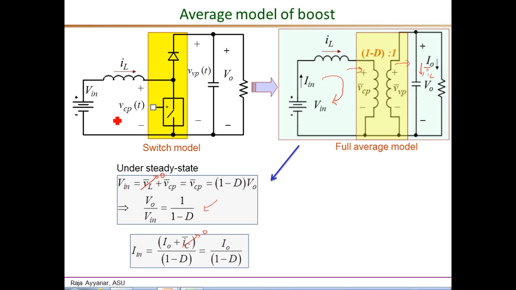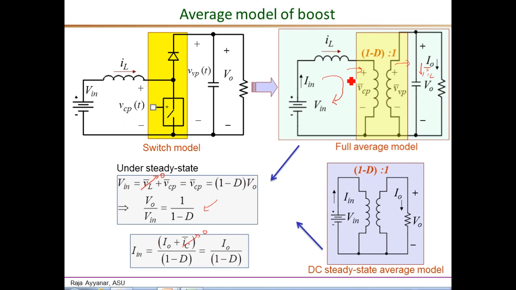Now we can also think of further simplification to get the DC steady state average model. This is valid only in DC steady state, where we can replace the inductors by a short circuit and the capacitors by an open circuit. That results in this DC steady state model from the full average model. So the L has been shorted and the capacitor has been opened.